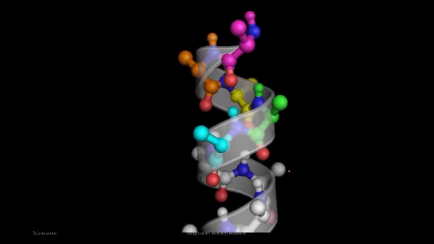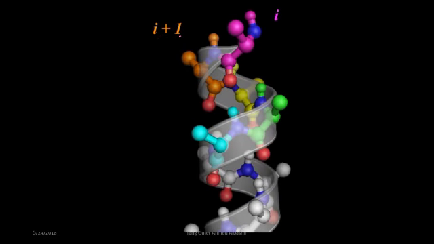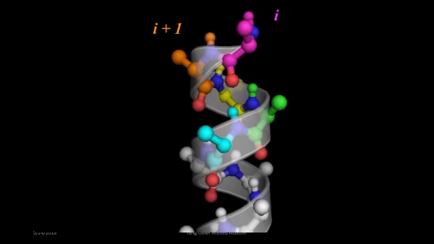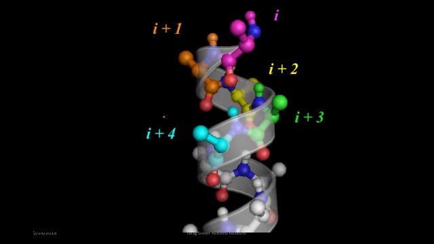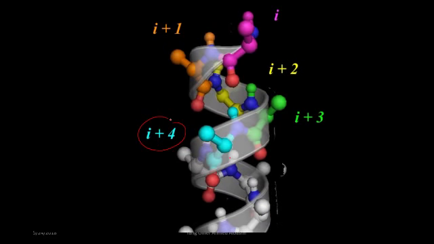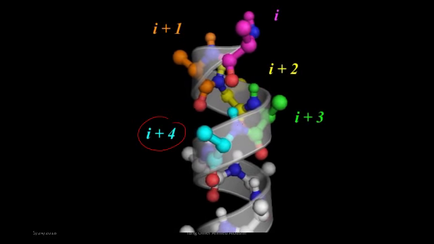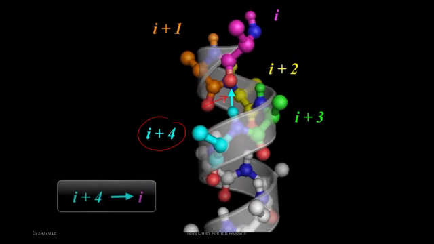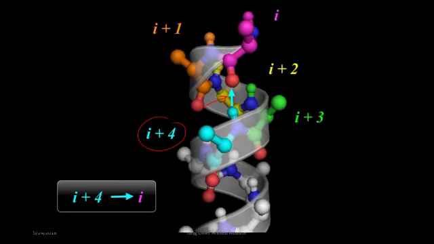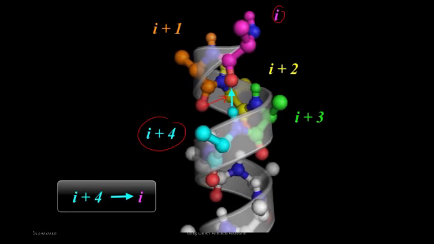In this animation we see an example of a polypeptide, where each color represents an amino acid. This is amino acid number 1, this is amino acid number 2, I plus 1, then this is number 3, or I plus 2, until the last amino acid, number 4. As you can see, it forms a helix. This polypeptide represents a helical structure, and the most important thing is these hydrogen bonds formed between I and I plus 4, between amino acid number 1 and amino acid number 4.